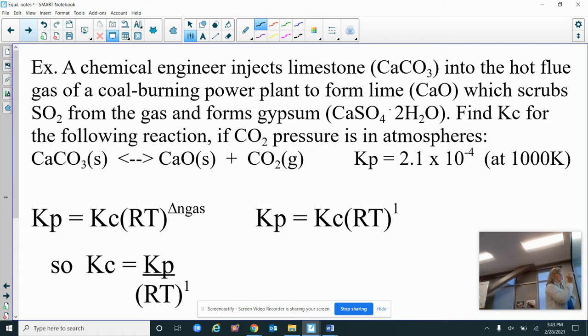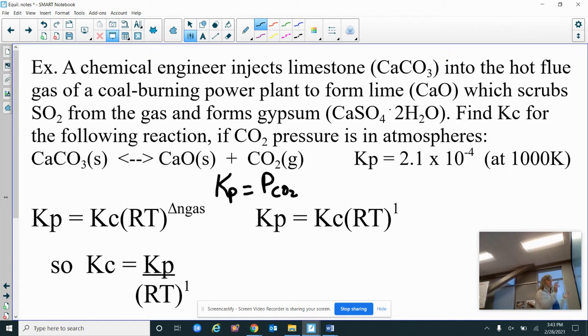So this is a pressure for a gas. So our Kp would just be equal to the pressure of CO2. Normally, remember, K is products over reactants, but we only have a concentration or a changing amount for gases and aqueous species. So solids do not get put into the K expression. So it's just Kp equals the pressure of CO2. And we have that Kp, it's 2.1 times 10 to the -4 at 1,000 Kelvin. We want to convert to the Kc.